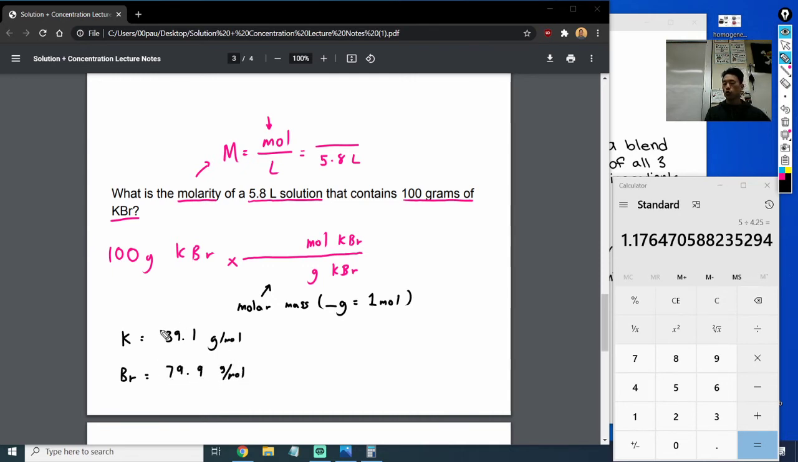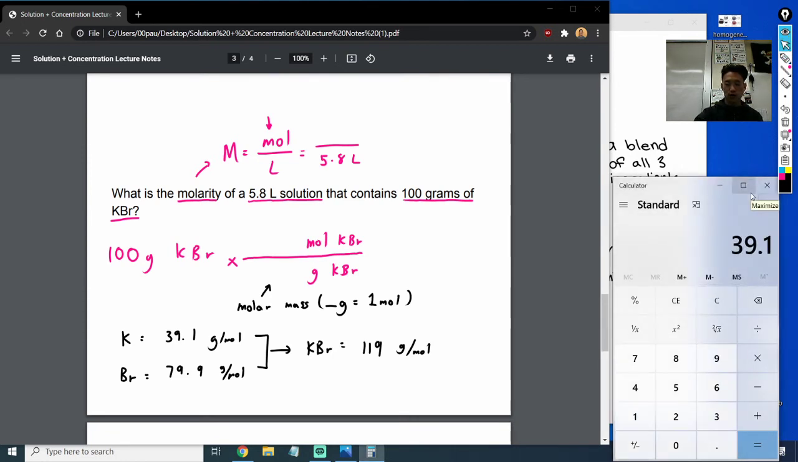And again, if you don't know where I got these numbers, you just look for these elements on the periodic table, and it's the number on the bottom of the box. So 39.1 and 79.9. If I want to find the molar mass for KBr, I just need to add them together. So KBr is 39.1 plus 79.9, and that should give you 119 grams per mole. And just to make sure I got the right answer, since I did that one in my head, we're going to do 39.1 plus 79.9. That'll give you 119. So KBr has a molar mass of 119 grams per mole.